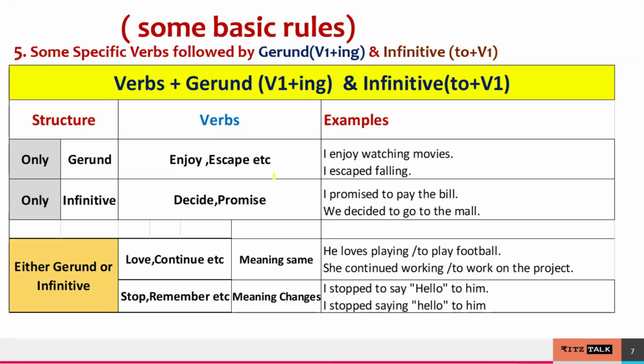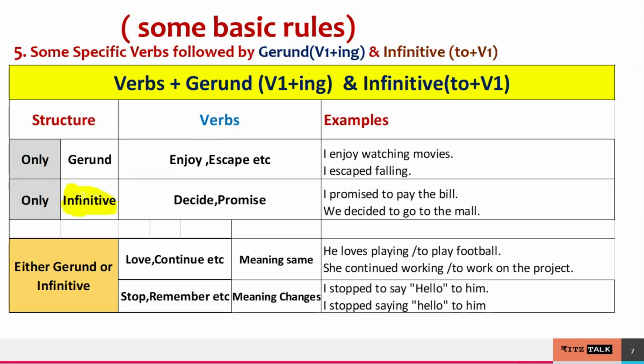Okay, second one is escape. I escaped falling. मतलब मैं गिरने से बच गया. ठीक है? Yes. So far okay? All right. Second is infinitive. Here, there are some specific verbs जिसके बाद हमें कुछ ऑब्जेक्ट बताना हो, और वो ऑब्जेक्ट में वर्ब वाली कुछ बात हो, तो वहां पर हम इन्फिनिटिव का ही प्रयोग करते हैं, वहां जेरंड का प्रयोग नहीं करते हैं.